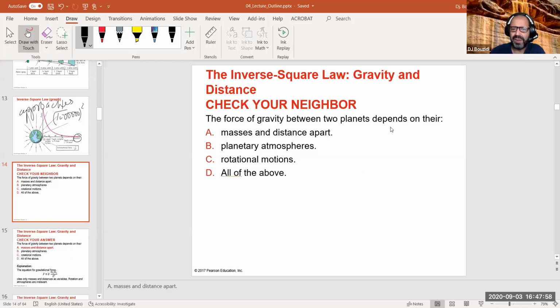So the force of gravity between two planets depends on their mass and distance. And that's the correct answer. That's the third question for you guys, okay?